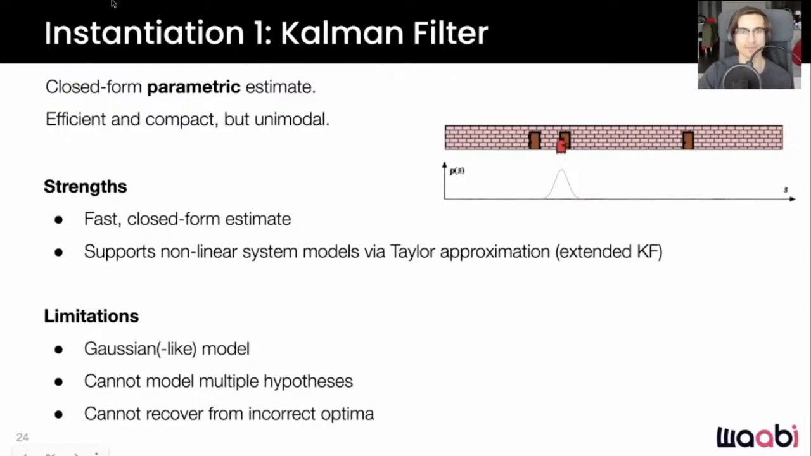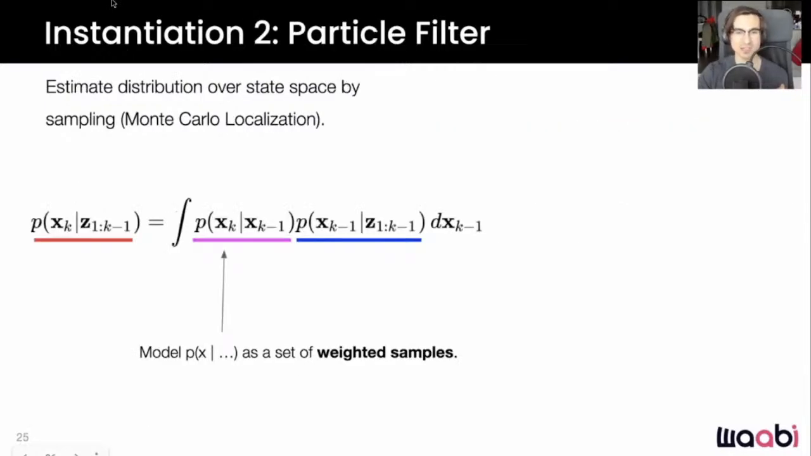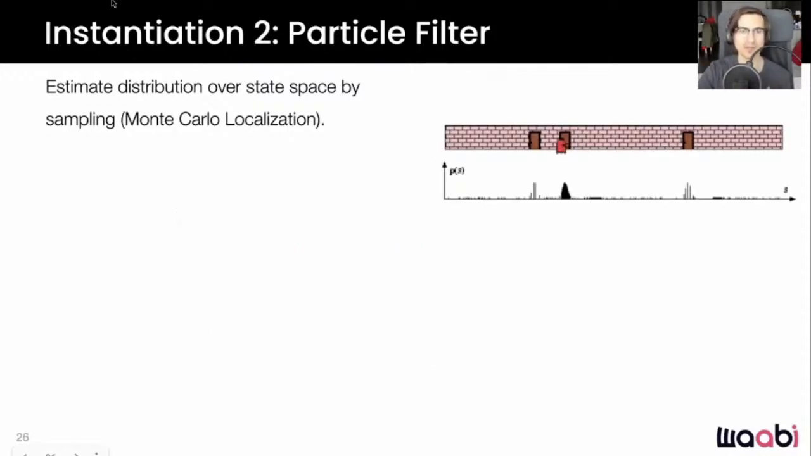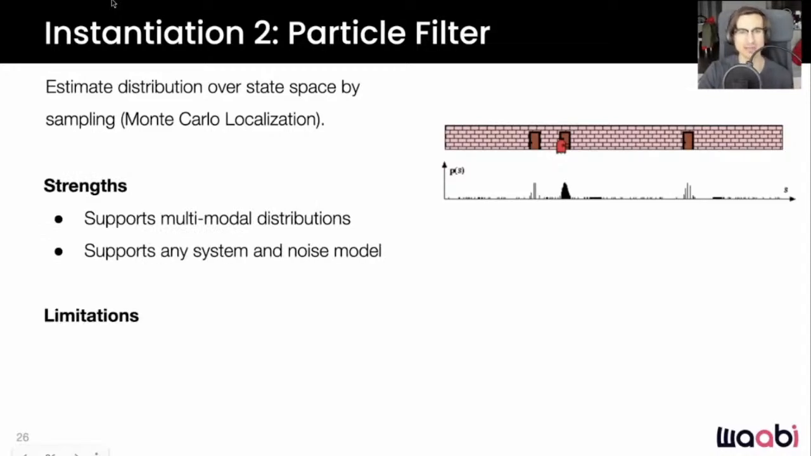The second instantiation, particle filters, bypass some of the limitations of the Kalman filter by using sampling to estimate the probability distributions that are involved in the Bayesian filter and the integral itself. And particle filters are therefore no longer restricted to any particular system model or noise models. This way, basically we can model multimodal distributions as well as pretty much any system and noise model without having to care about linearizing the system or having a linear system to begin with.